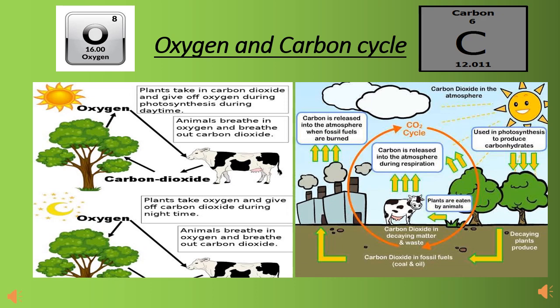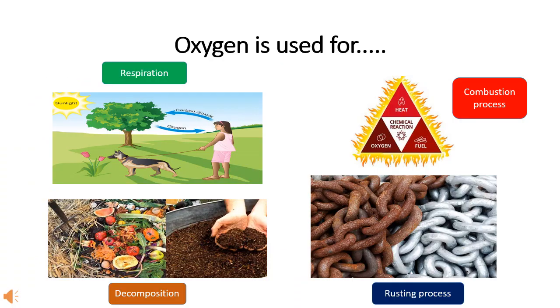Now, when these animals and plants die, the decayed matter turns into fossil fuel, which has carbon in the form of coal and oil. When fossil fuel, which has coal and oil, is burned in the factories, carbon dioxide is again released into the atmosphere. And this is how the carbon dioxide cycle works.